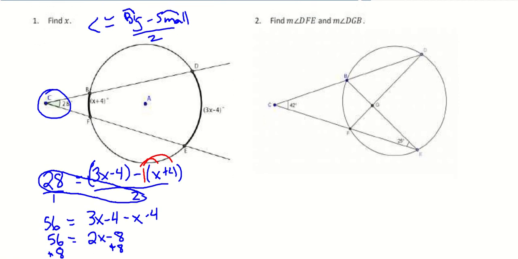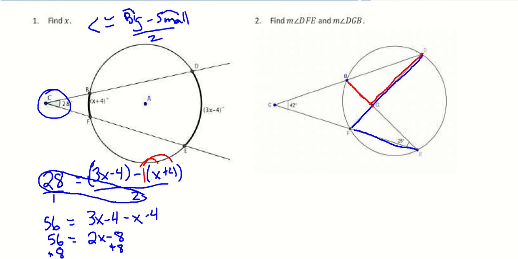All right. So we want to find the measure of angle DFE. So let's find these angles first. DFE is this angle right here. We want to find that one. And we want to find angle DGB, which is this angle right here.